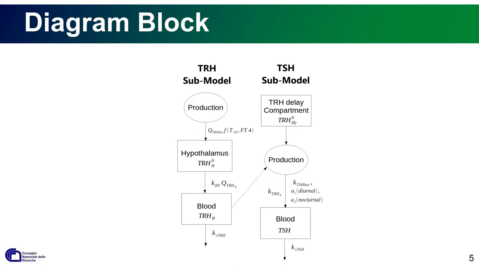In this slide, we have the TRH and TSH submodels representing the negative control feedback of the model. We have that the TRH production depends on the T3 and the T4, while the TSH production depends on the TRH in the blood compartment and the TRH in the delay compartment. Physiologically, we have said that both the TRH and the TSH depend on the T3 and T4, but in the model, this interaction is simplified.